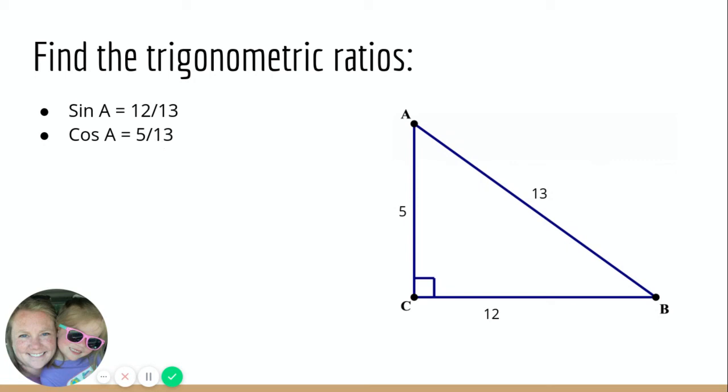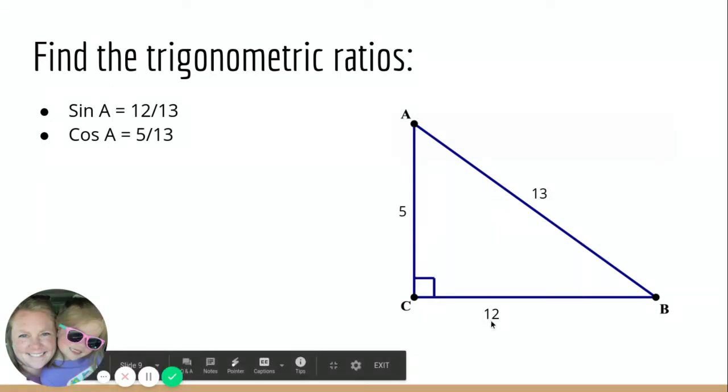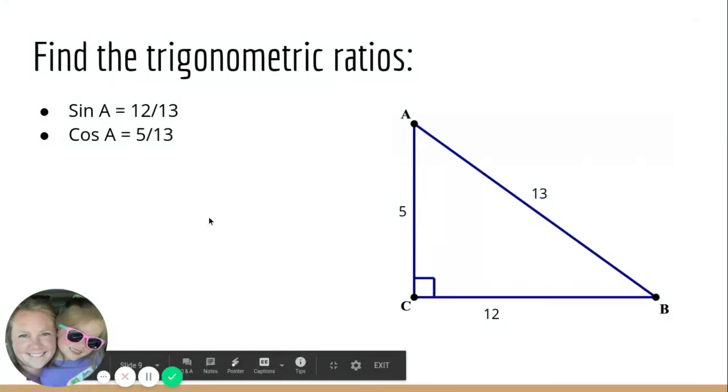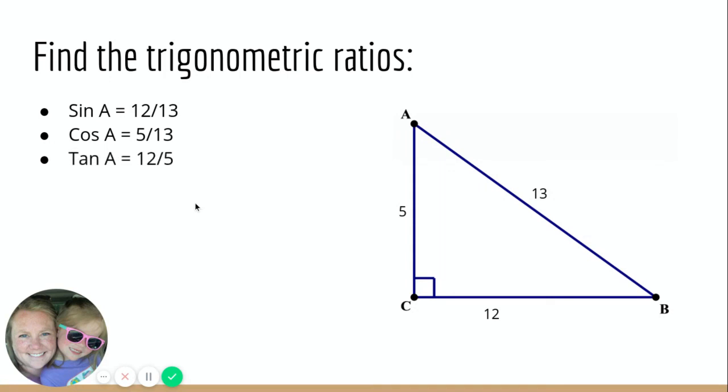And then the last one is tangent. Tangent, I'm still talking about angle A, tangent A, is opposite over adjacent. So opposite would be 12. That's the side opposite this angle. And then the side adjacent to the angle is 5. So tangent A is 12 over 5.